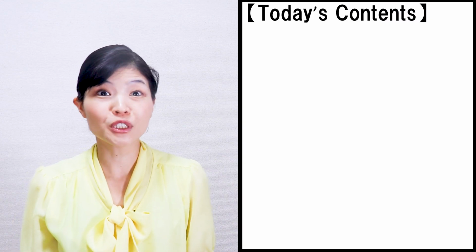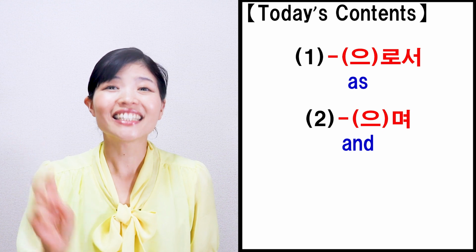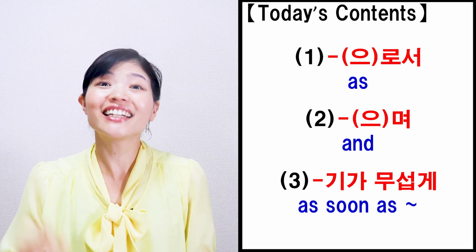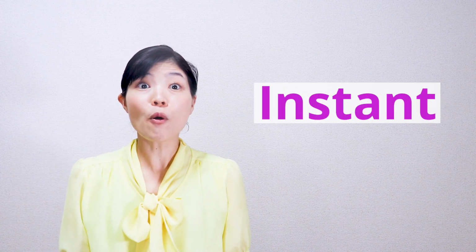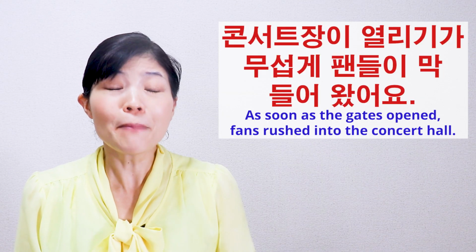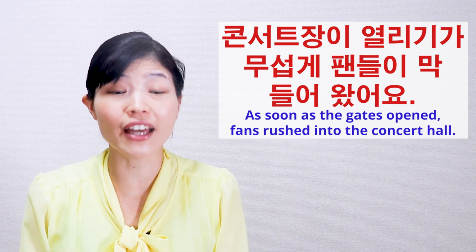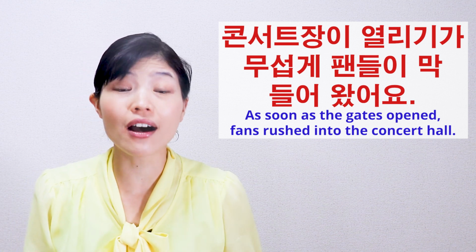The grammatical rules for today are first, 으로써, as, second, 으며, and third, 기가 무섭게, as soon as. Once you learn today's grammar, you will be able to express situations where something happened in an instant to the point where you feel 무섭게, scary, such as 콘서트장이 열리기가 무섭게 팬들이 막 들어왔어요. As soon as the gates opened, fans rushed into the concert hall.